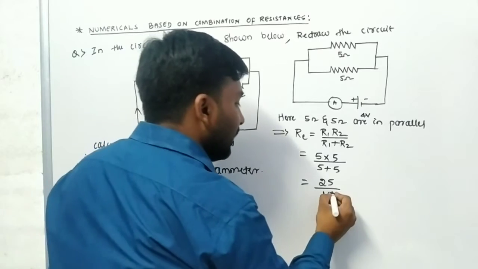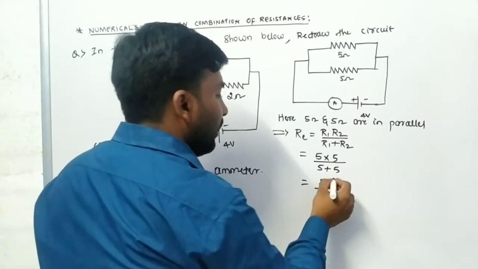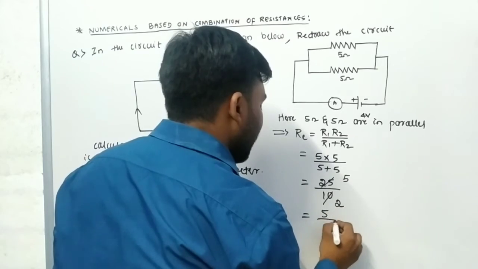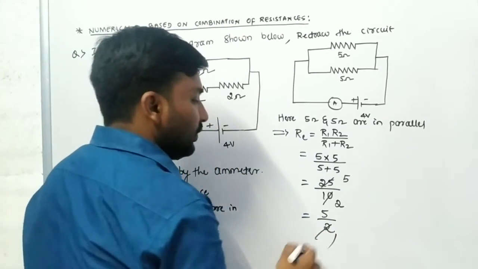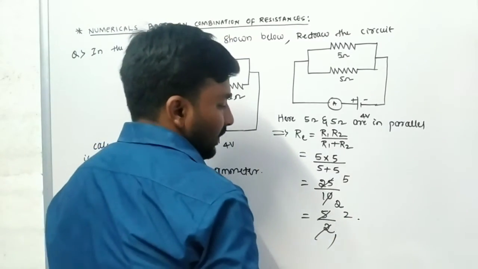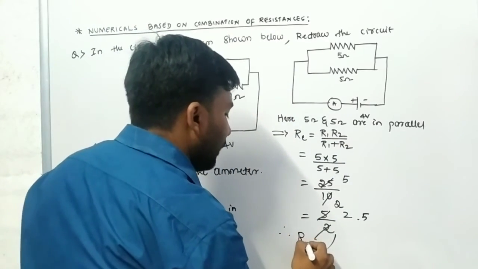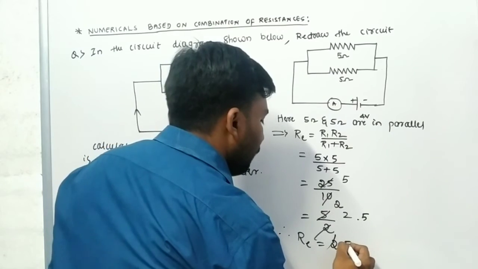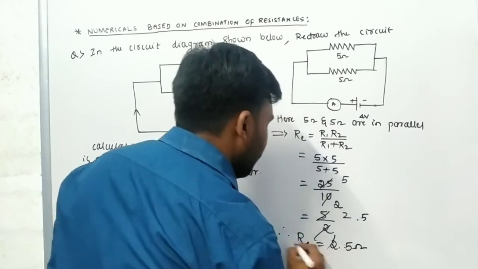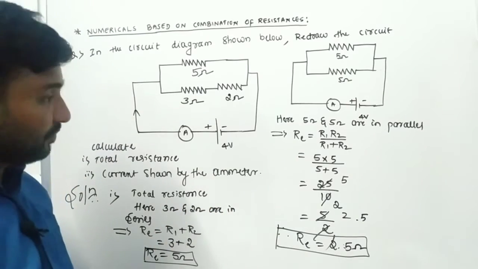Now simplify this one. 5 2s are 10, 5 5s are 25. This is equal to 25 by 10. So 2 1s are 2, 2 2s are 4. Put a decimal point, take 0. It is 10. So 2 5s are 10. Therefore, R equivalent we got 2.5 ohm.